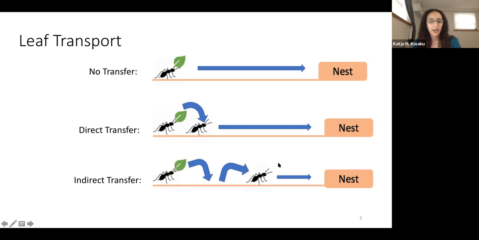And when the rate of dropping leaves exceeds the rate of picking up leaves, then you'll find these caches or piles of leaves by the trails. This is a sign of indirect transfer. And both direct and indirect transfer are types of leaf transfer, which is the topic I'm talking about today.